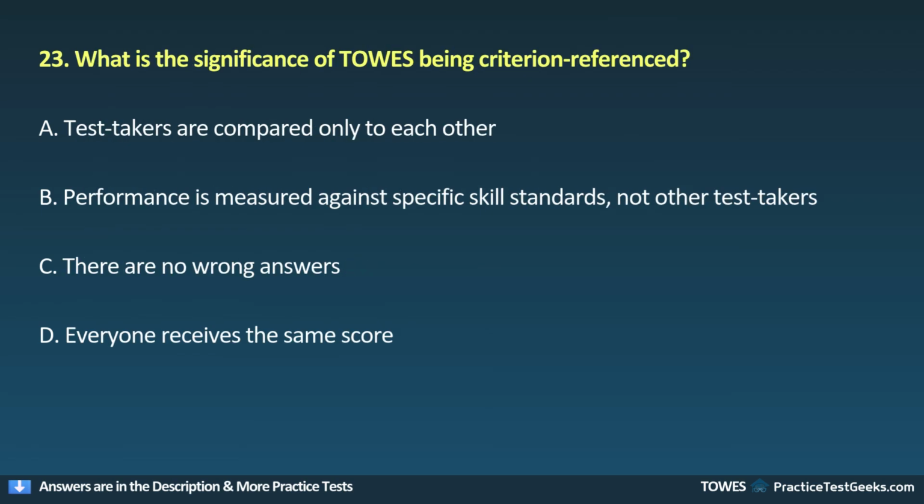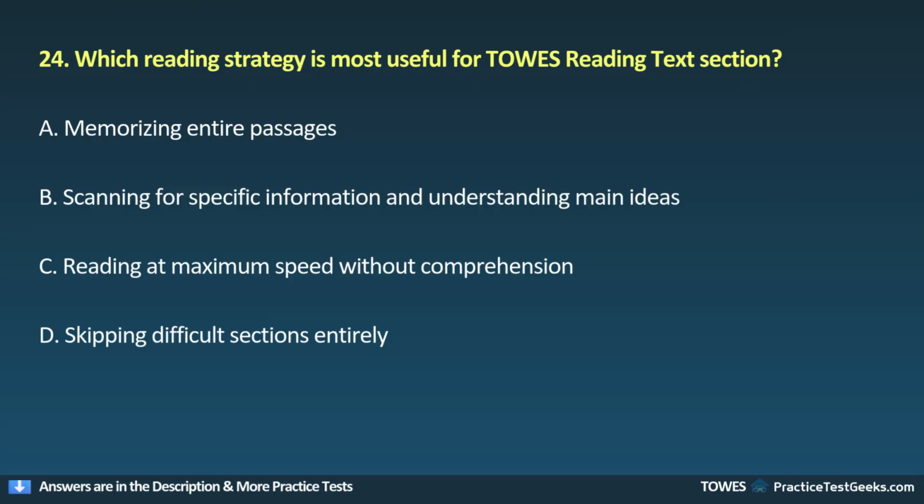23. What is the significance of TOWES being criterion referenced? A. Test takers are compared only to each other. B. Performance is measured against specific skill standards, not other test takers. C. There are no wrong answers. D. Everyone receives the same score.